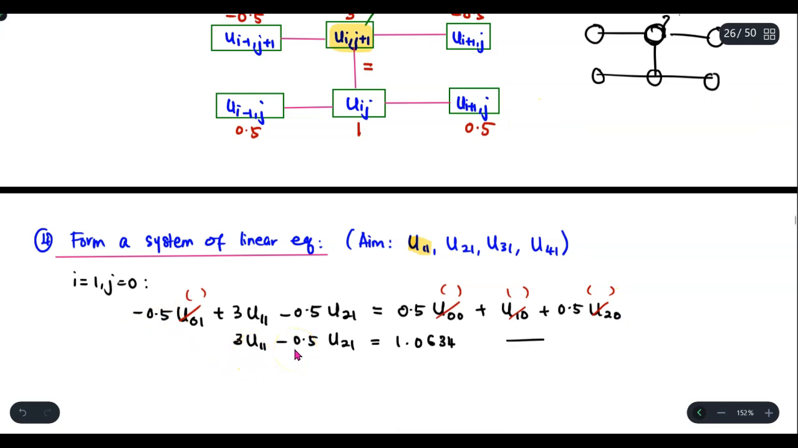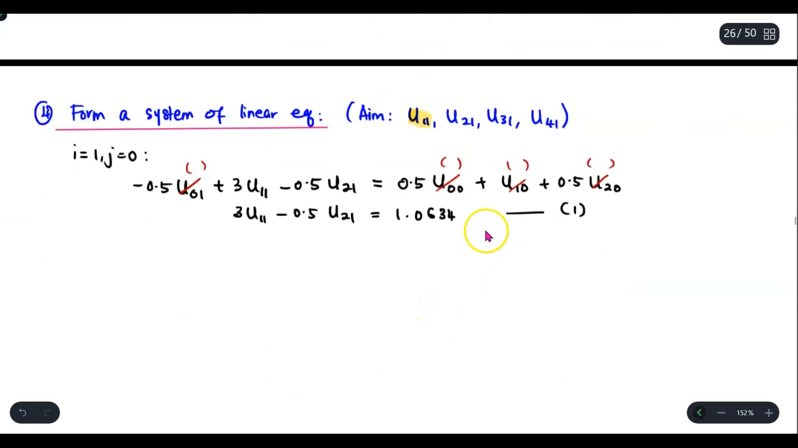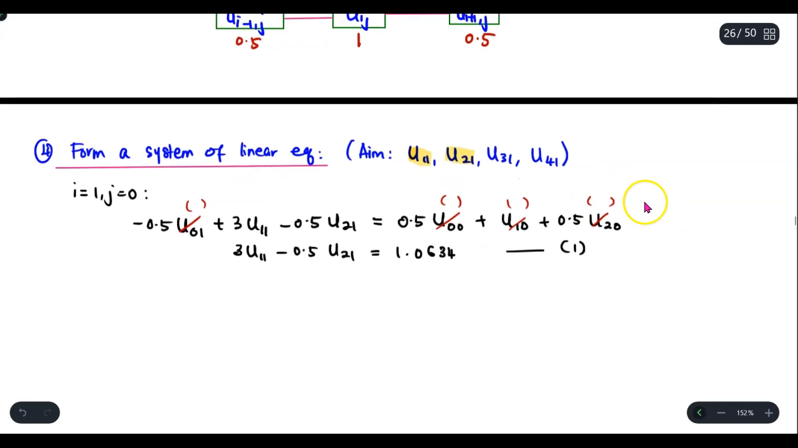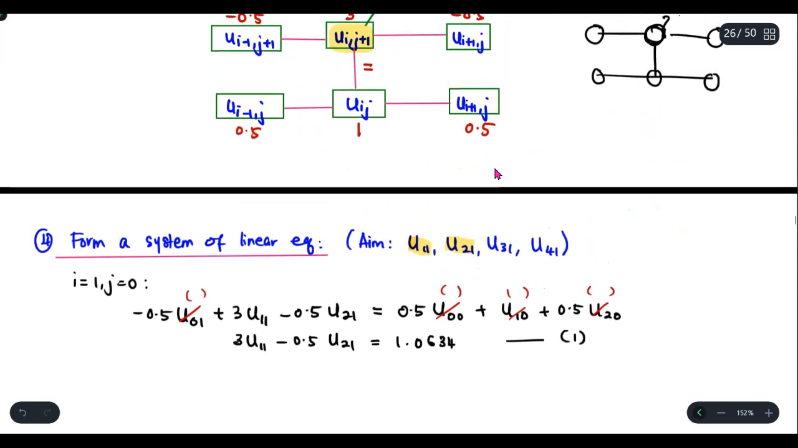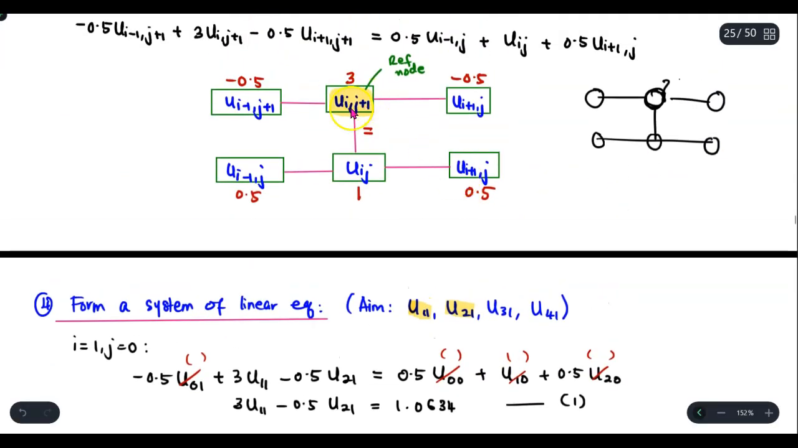So we denote this one as 1. Okay, so we have 4 unknowns here. So basically we should form 4 equations, for us to be able to solve the linear system, and at the end get these 4 unknowns. All right, so now the second equation will be formed based on our next aim, which is u21. Again you look at u21 and you refer to the reference node here.